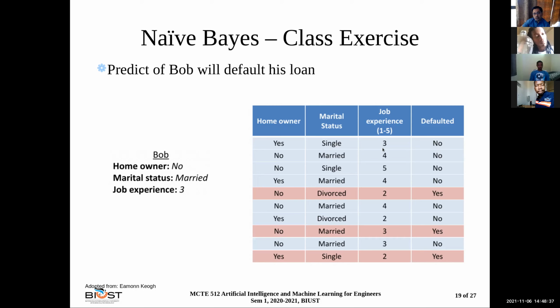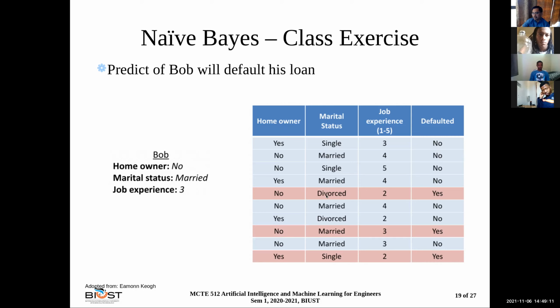Okay, so sounds like he's living a good life, right? Not renting and single, all his money is his, so he will not default on the loan. Now, not a homeowner, married, 4 years in the job. According to the record, he also will not default on the loan. That means he will pay back.